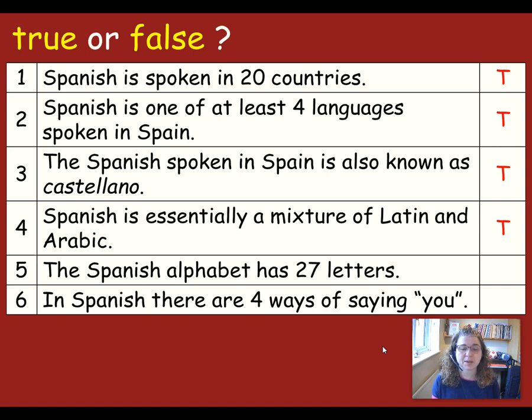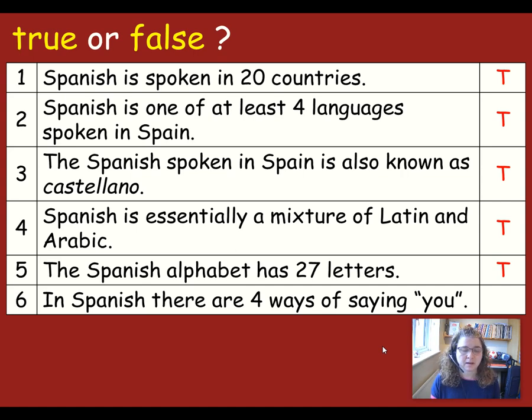Then number five, the Spanish alphabet has 27 letters. Yes, it does. And of course, the extra one is the ñ with the tilde on. And formerly, there used to be 30 letters in the Spanish alphabet because ch counted as a letter, the double L, the ll, counted as a letter, and the double R, the rr, that also counted as another letter. But they simplified the alphabet quite recently, and now there are only 27 letters, with the ñ being the extra one.